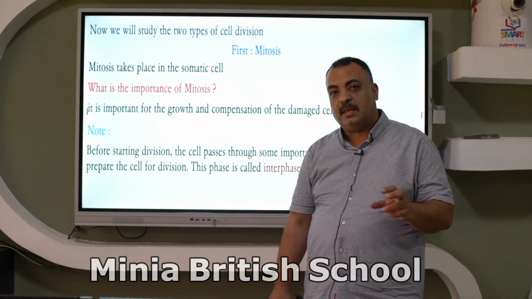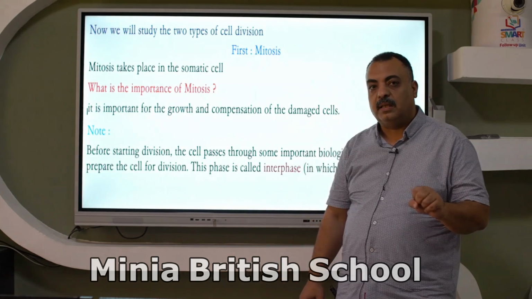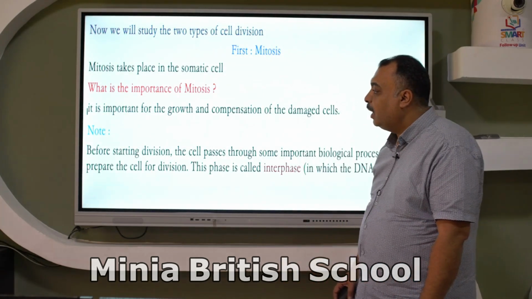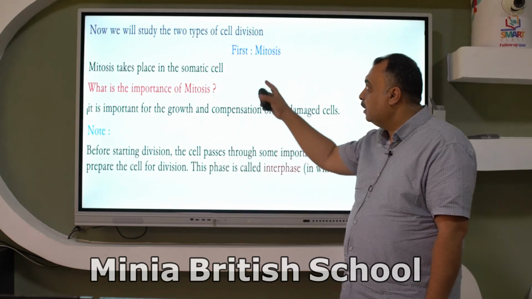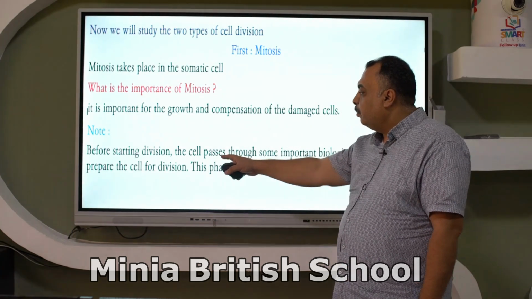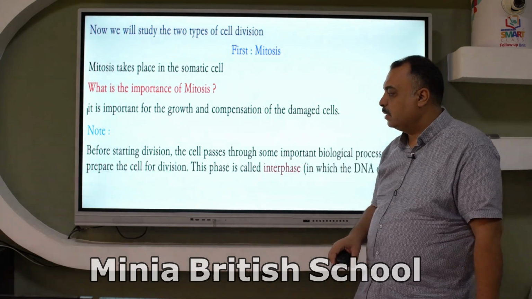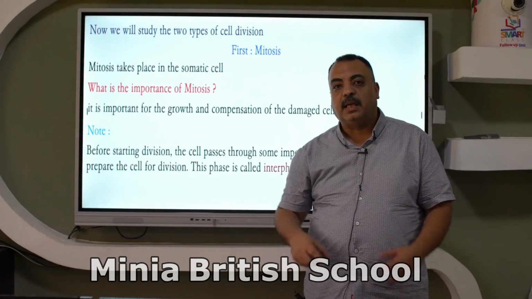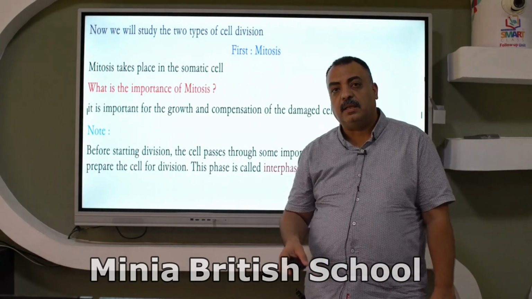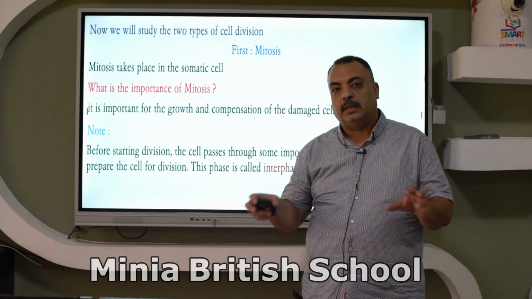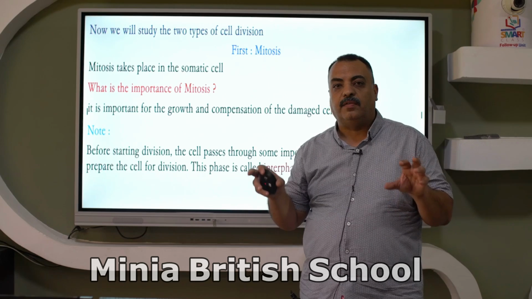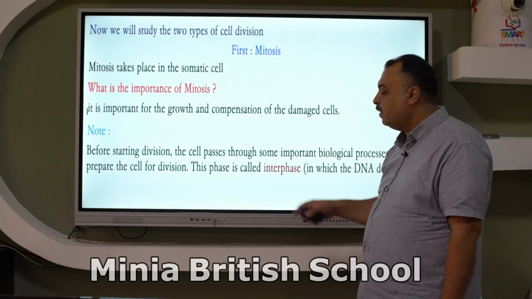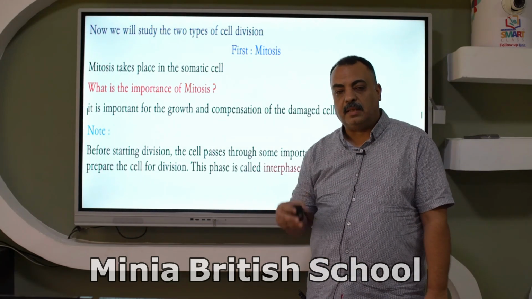In mitosis, one cell gives two cells, which have the same properties and are identical to it. Before starting the cell division, before starting mitosis especially, the cell passes through some important biological processes. The interphase: in this phase the DNA is duplicated and the content of the cell is duplicated, to later divide into two cells which have the same content of DNA and the same content of organelles. So the interphase is the phase which precedes mitosis.